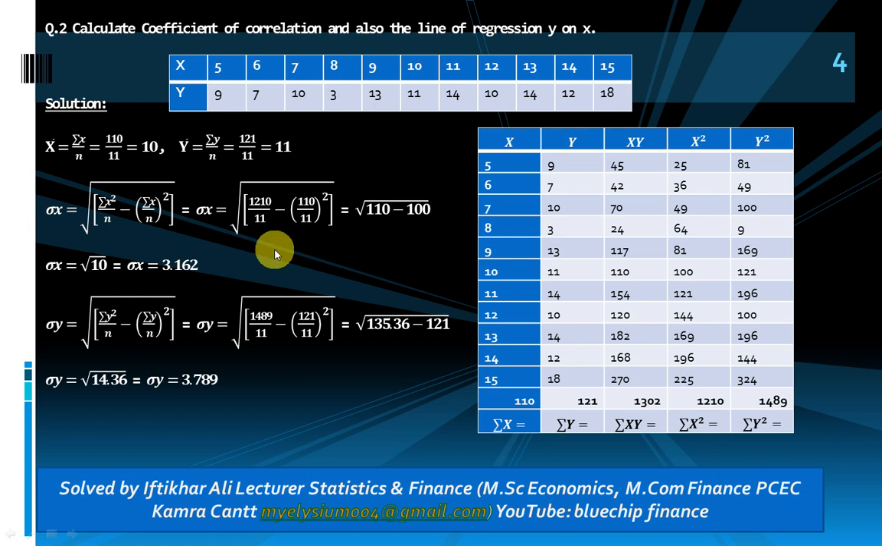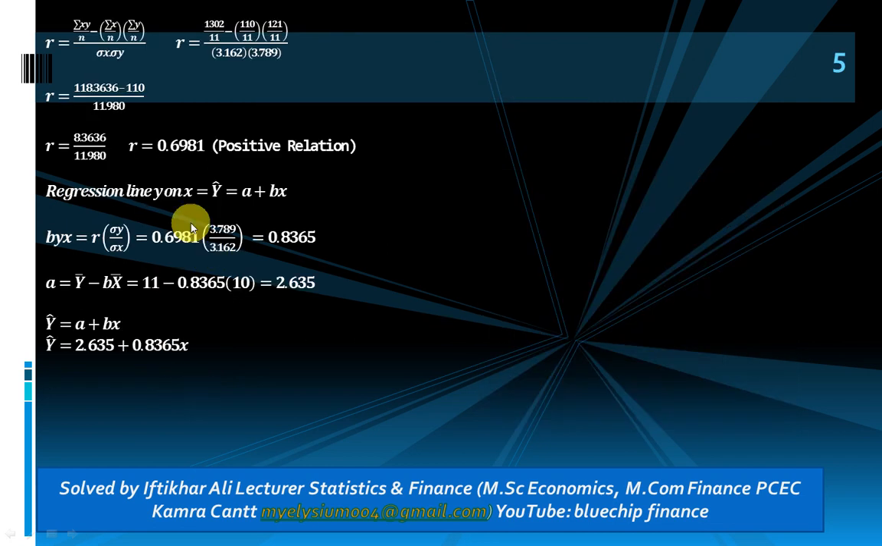And after that, the second important step is to calculate the standard deviation both for x and y. So formulas are given here. After putting the data into the formula, standard deviation of x is 3.162 and standard deviation of y is equal to 3.789. Now we come to the formula for correlation coefficient.